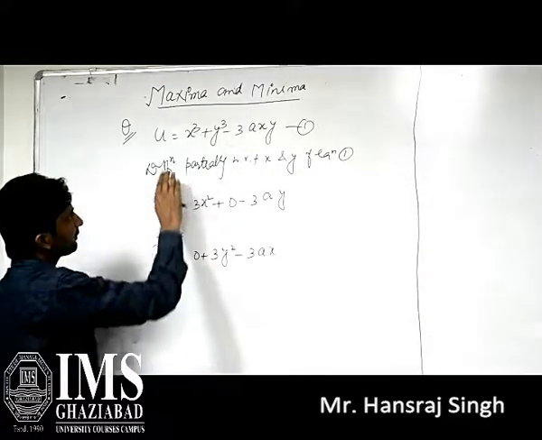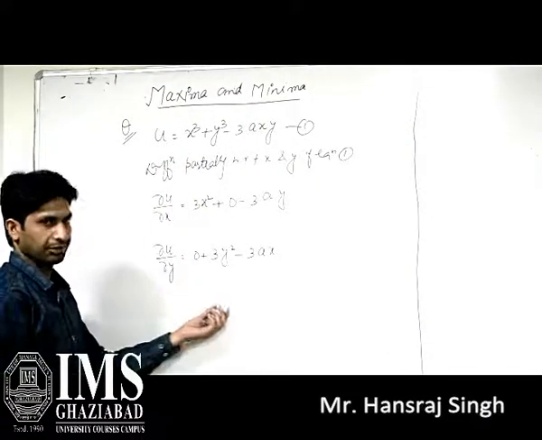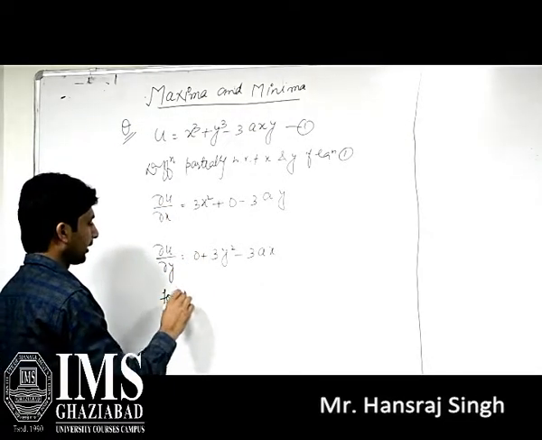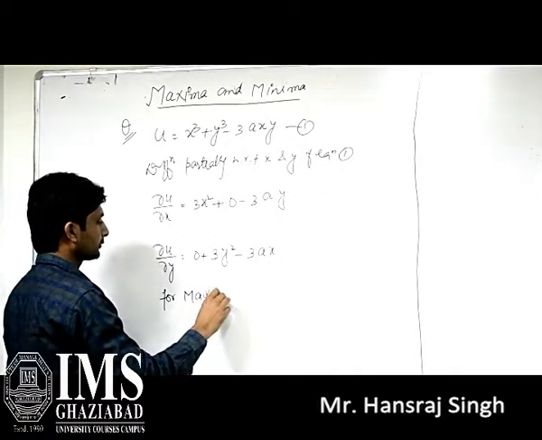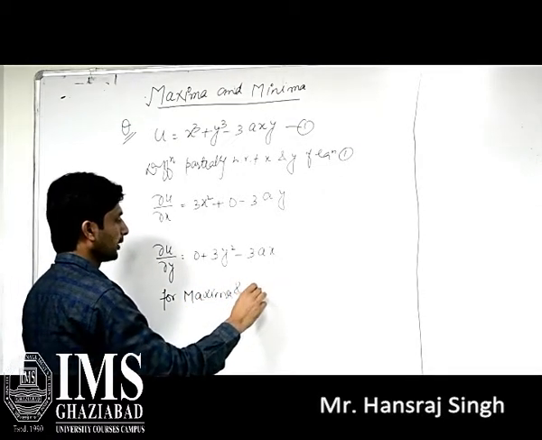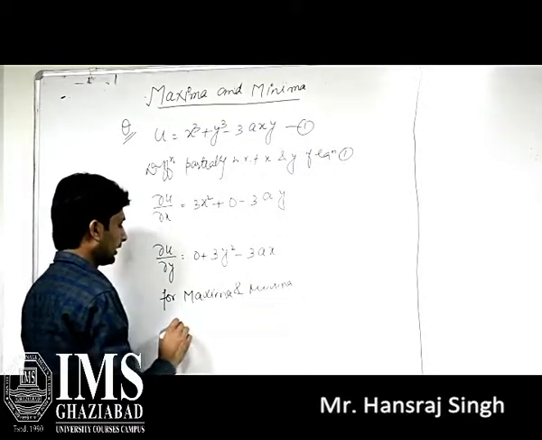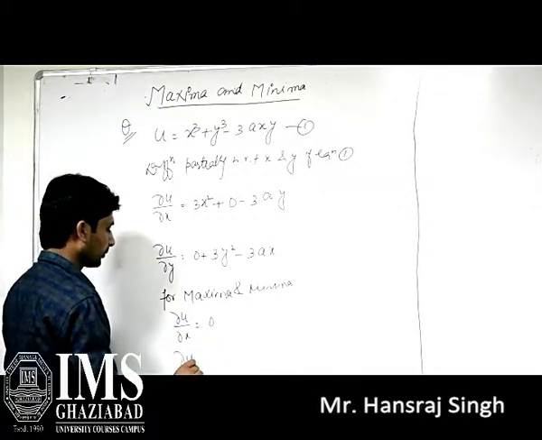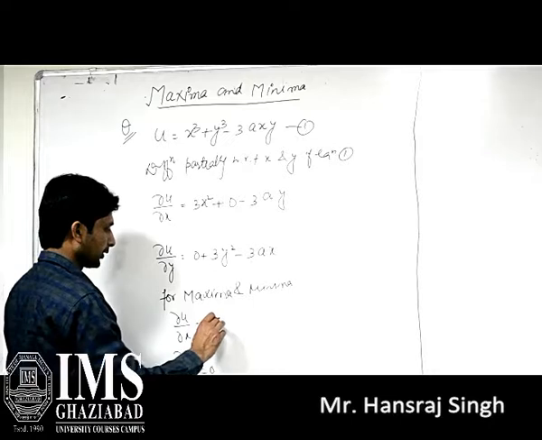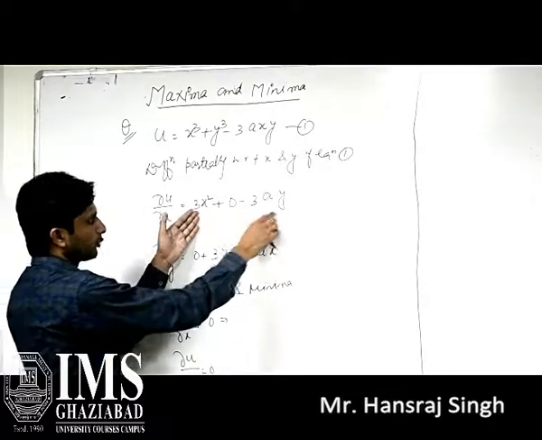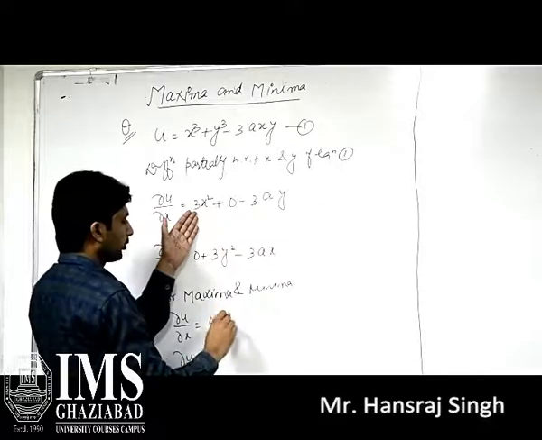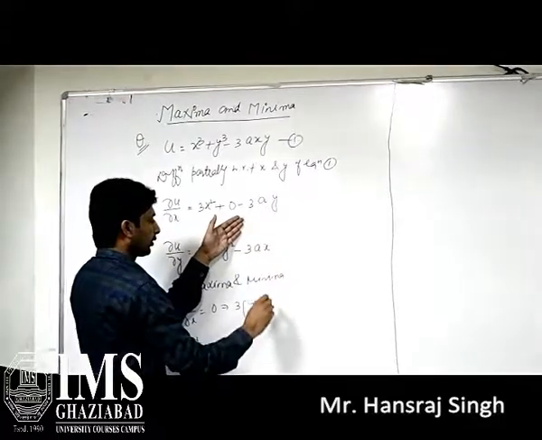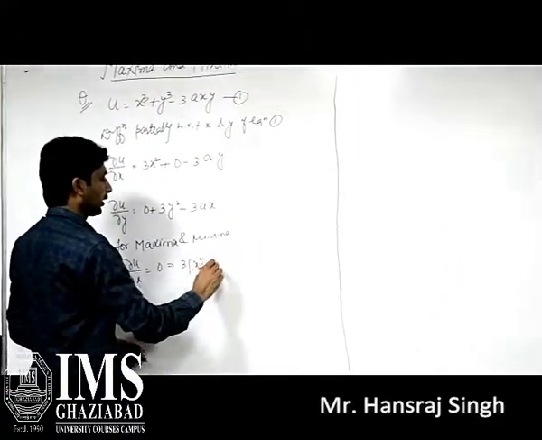So the necessary condition for a function f(x) or u to be extremum is that the first partial derivative should be 0. For maxima and minima, del u over del x equals 0 होना चाहिए and del u upon del y equals 0. It also implies del u upon del x, और यहाँ से हम 3 कॉमन करेंगे. 3 of this is x square minus, और 3 कॉमन किया हमने इसमें, यहाँ पर बचेगा a y equals to 0.